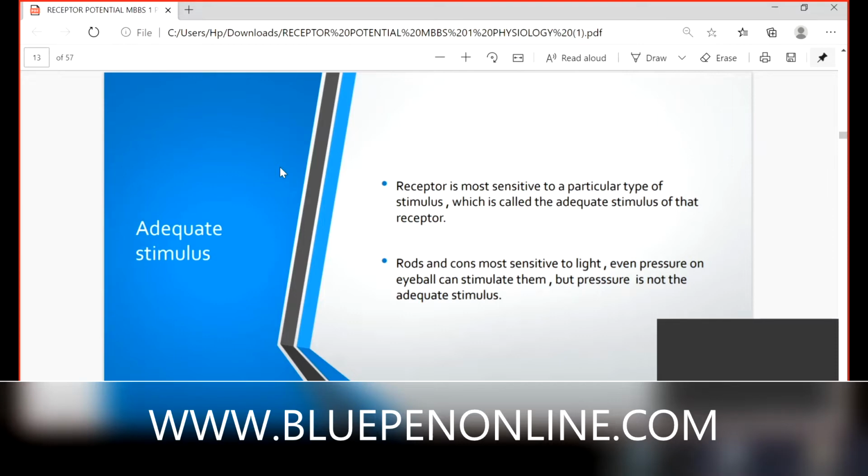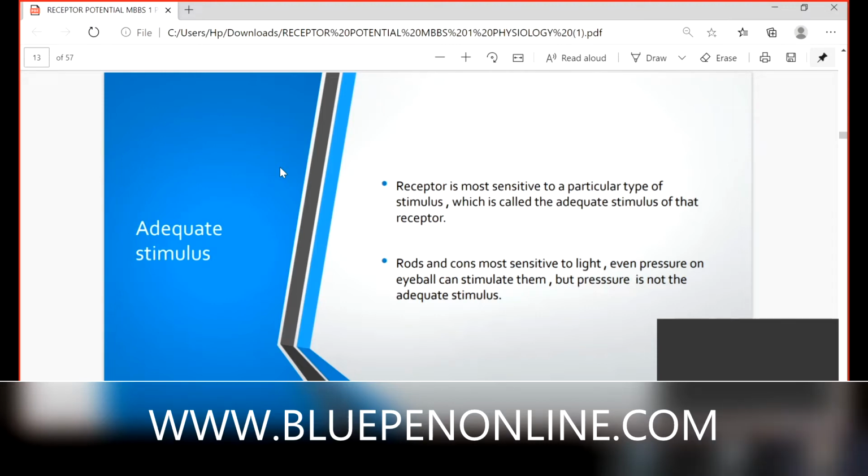Like that, in certain locks you can see it will be opening both with its own key as well as with certain other keys. So the normal key is actually the adequate stimulus of that lock. Something similar to that.